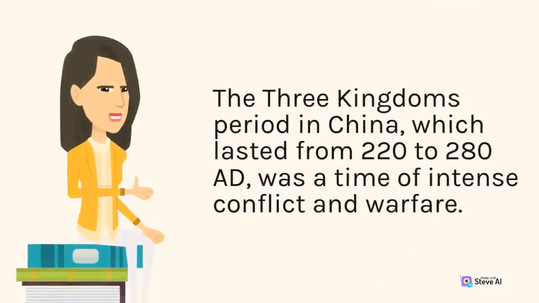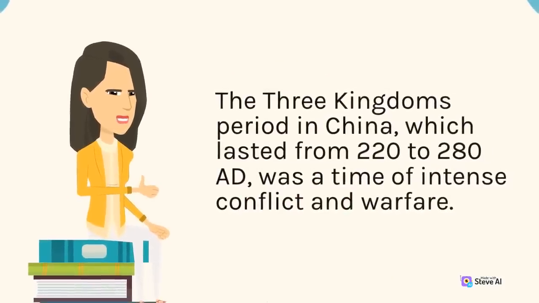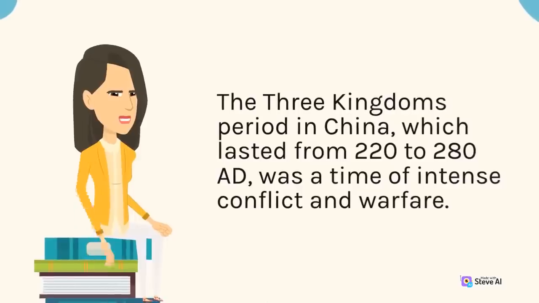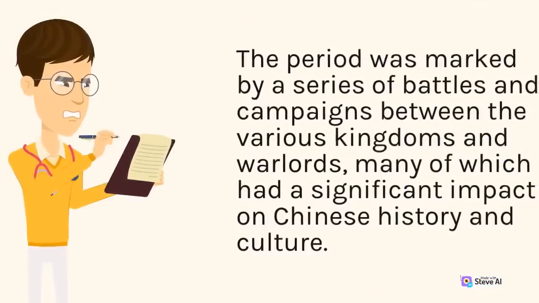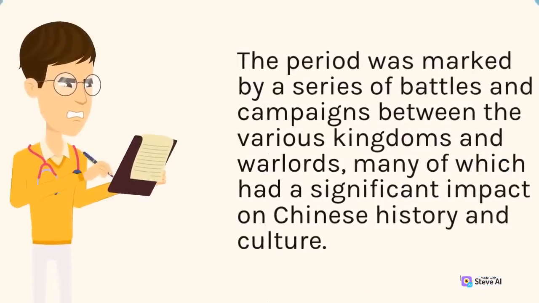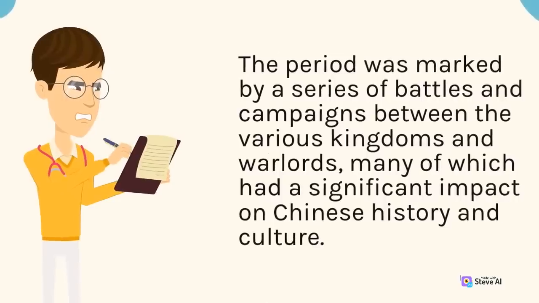The Three Kingdoms period in China, which lasted from 220 to 280 AD, was a time of intense conflict and warfare. The period was marked by a series of battles and campaigns between the various kingdoms and warlords, many of which had a significant impact on Chinese history and culture.